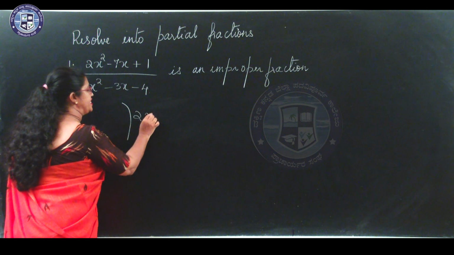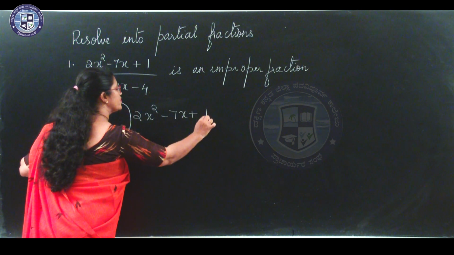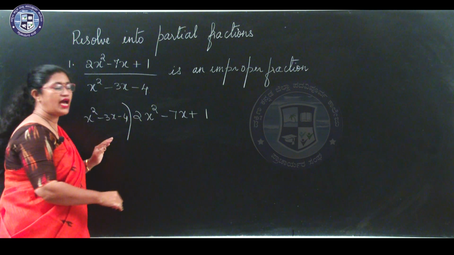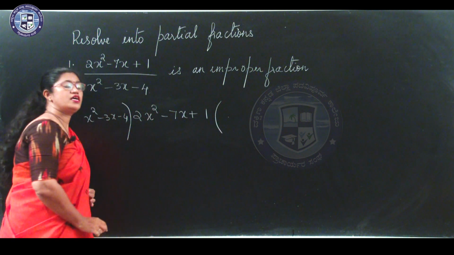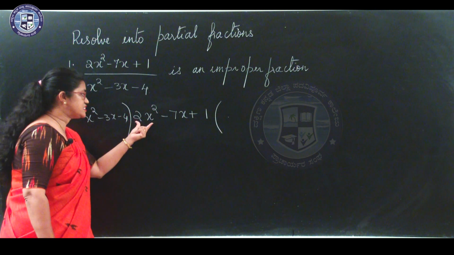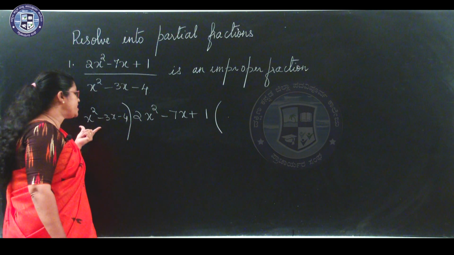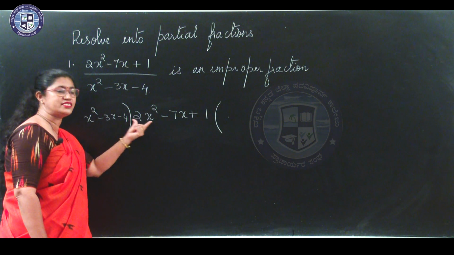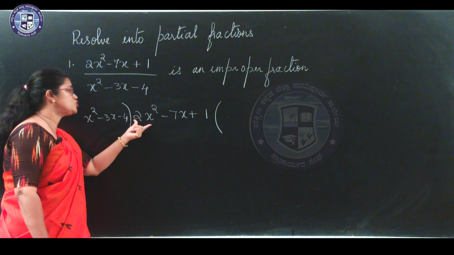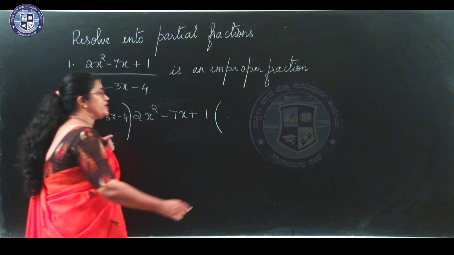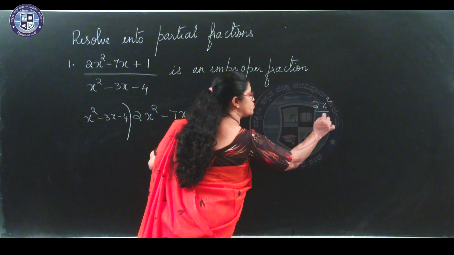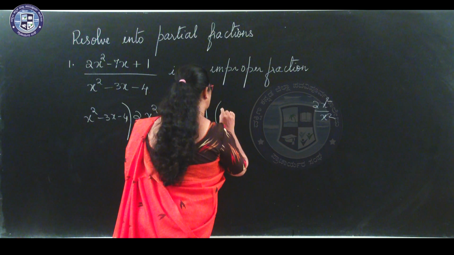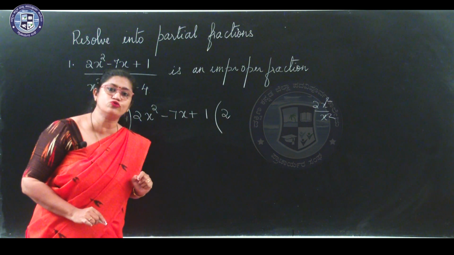Write numerator divided by denominator. And here I shall write the answers. Now how to get the first term? Think like this in your mind: first term of the numerator divided by first term of the denominator. So it is 2x square divided by x square. How much are we getting? This cancels and you are getting 2. So it goes 2 times.